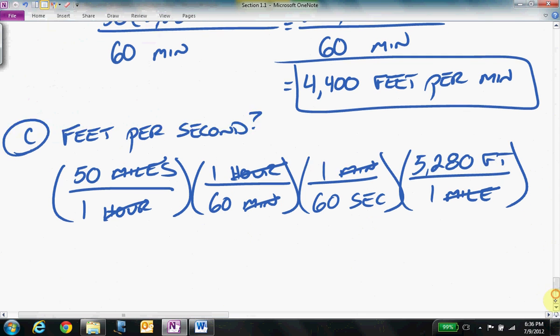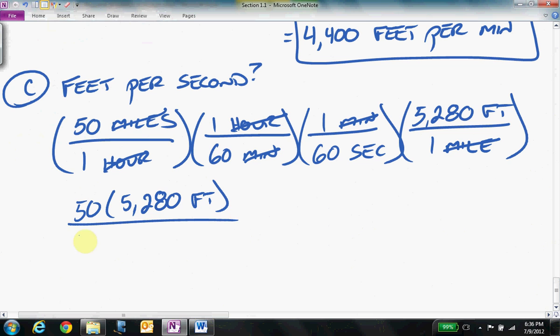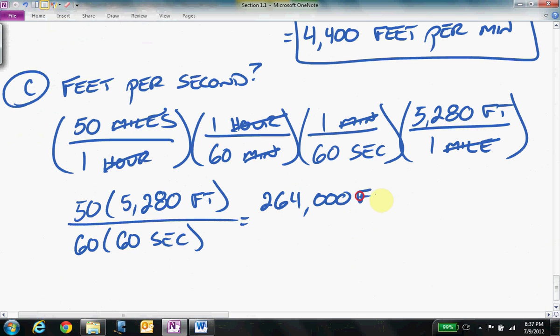So now it's just our basic multiplication. So I see in the numerator, I've got 50. We don't need to worry about multiplying by 1, because it's going to be the same. So I've got 50 times 5,280 feet over 60 times 60 seconds. So the same calculation, 50 times 5,280, we have done. It hasn't changed, 264,000 feet. 60 times 60 is 3,600 seconds.